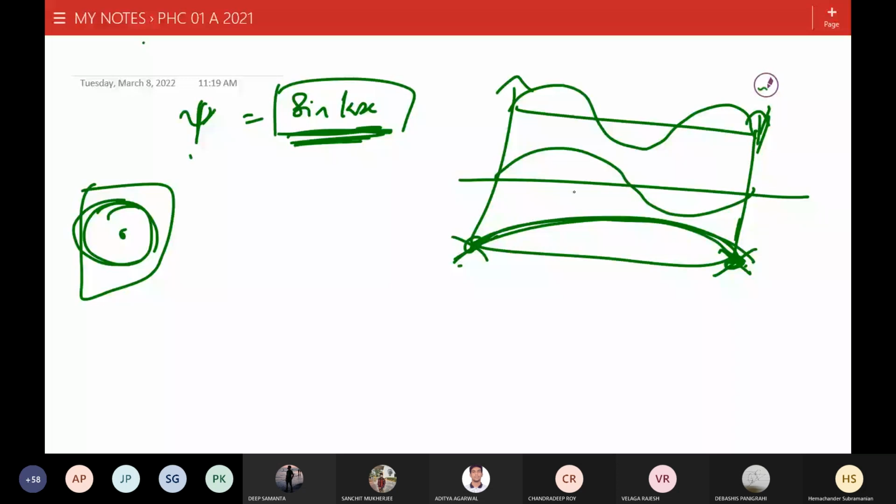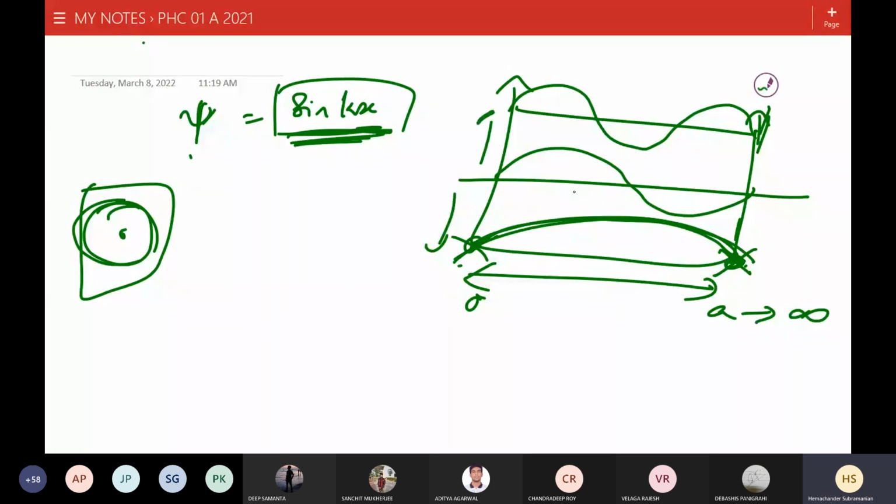The sine function. If you make this distance 0 to a, and if you take this a to infinity, will you have this discrete spacing between different wave functions? No, they will be overlapping, kind of.